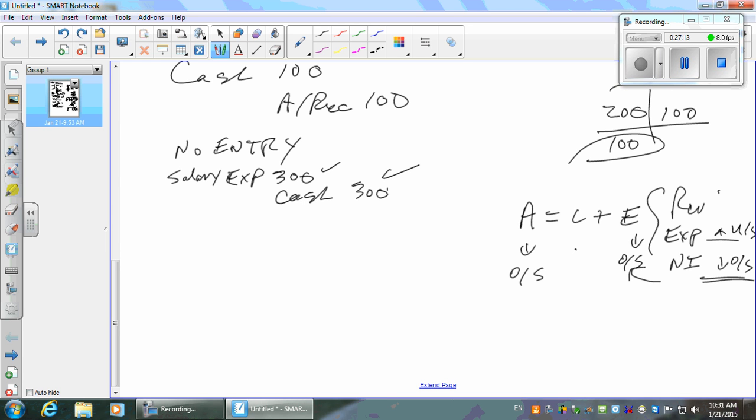Okay. And then paid rent for this month. It's for this month, so I used it up. By the way, what I pay with is cash, and I have less, so I credit cash.